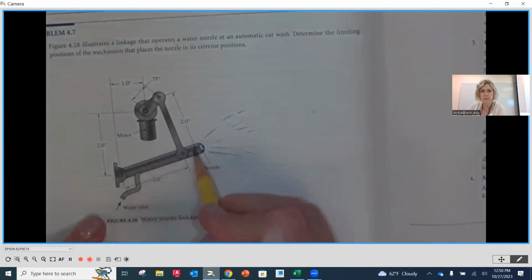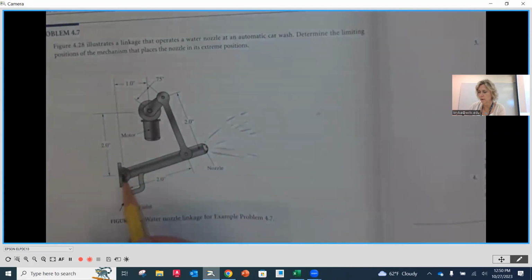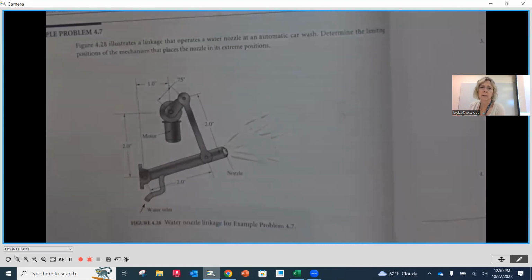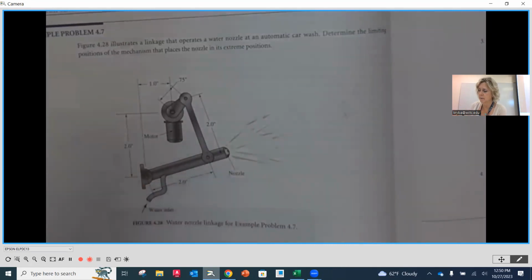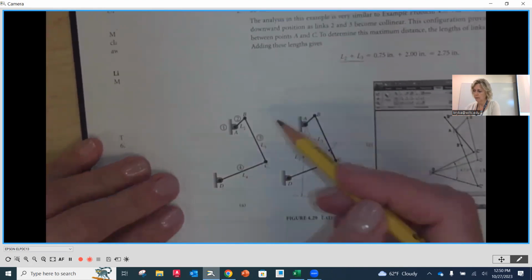And then this is going to be the link that's going to oscillate back and forth, and it is connected over here back to the frame again, okay? So we're going to draw first our kinematic diagram of this water nozzle mechanism in the position that it's at. And that's what we see right down here on the left-hand side.